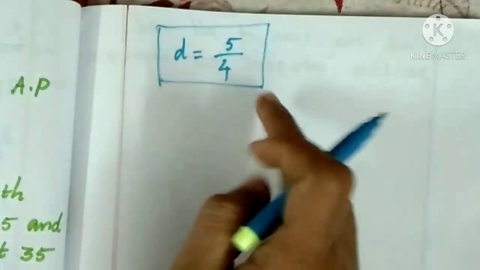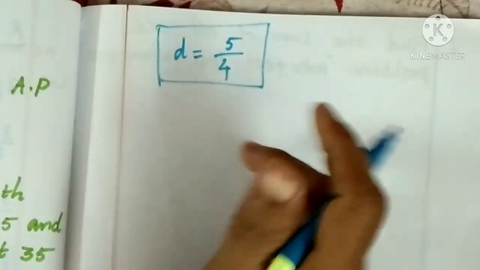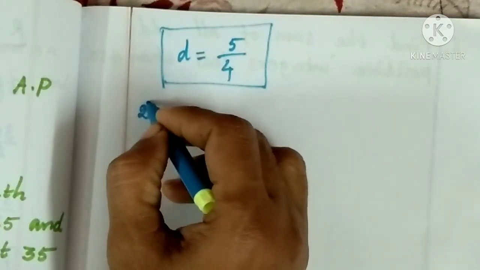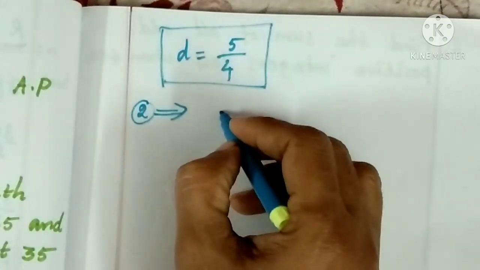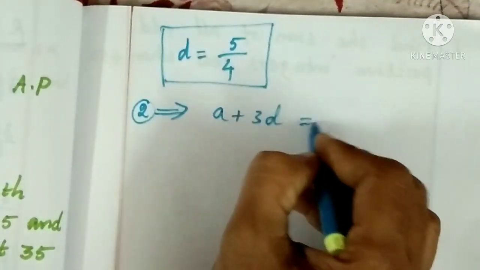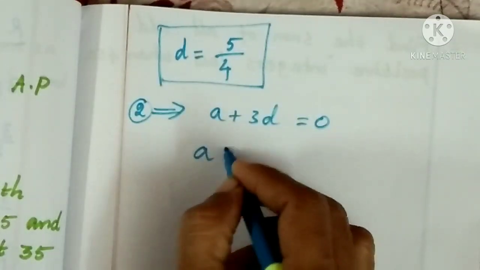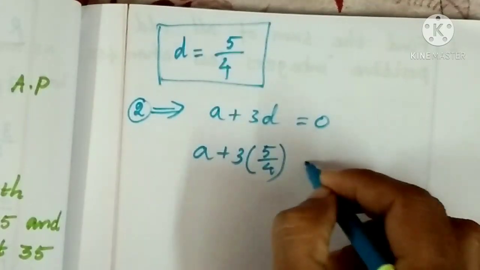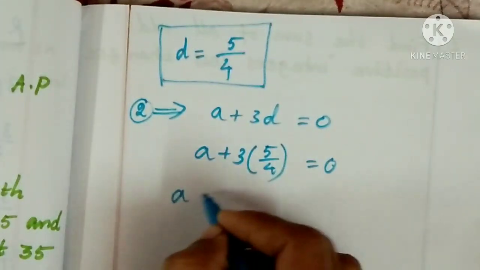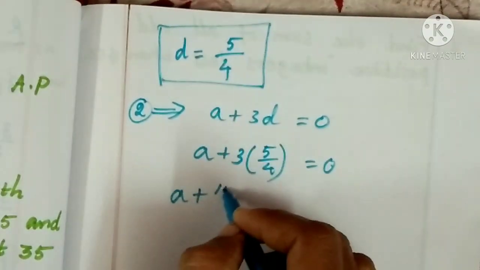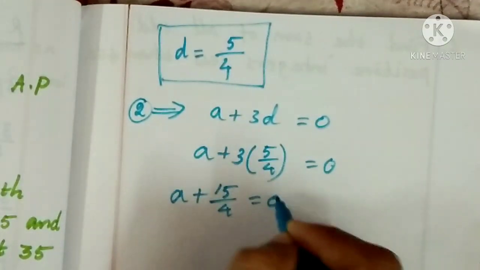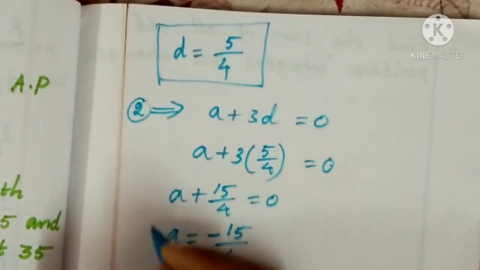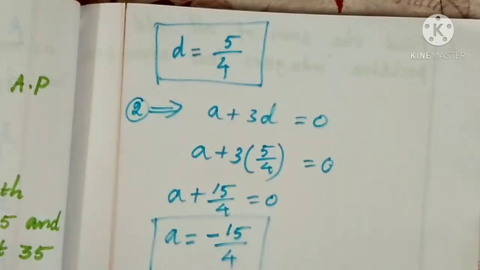Now, you have to substitute this value in the second equation, means we get the value of A. That is, first you take down and write the second equation, that is A plus 3D is equal to 0. Here A plus 3 into 5 by 4 is equal to 0. Therefore, A plus 15 by 4 is equal to 0. Hence, the value of A is equal to minus 15 by 4. This is the value of A.